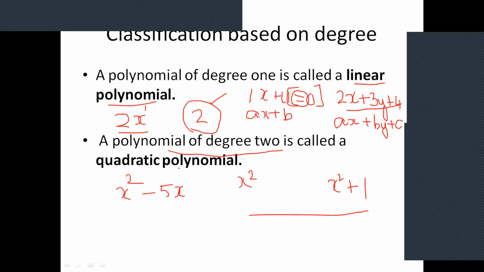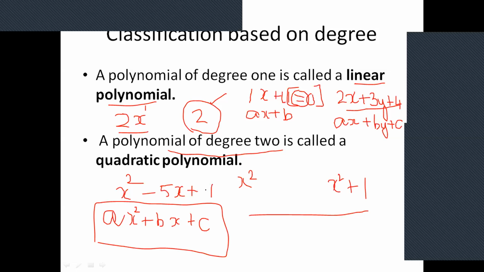Okay. So now, what is the standard form of the quadratic polynomial? It is nothing but ax square plus bx plus c. This is a complete polynomial. Suppose to this, if I add 1, then this equation is in standard form. As many of you have said, yes, this is the standard form of the quadratic polynomial.